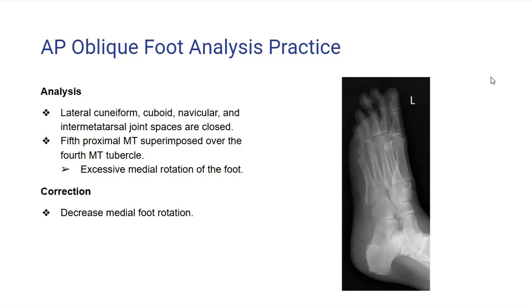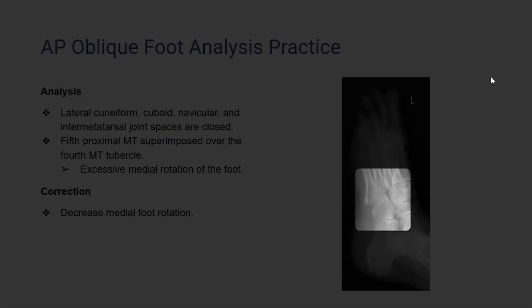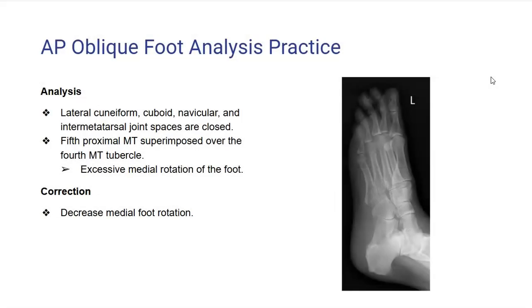In this practice analysis, again, the lateral cuneiform, cuboid, navicular, and intermetatarsal joint spaces are demonstrated as closed again. So we have a rotation issue. The 5th proximal metatarsal is superimposing over the 4th metatarsal tubercle. This indicates that there is some excessive medial rotation. In order to correct this imaging, we need to decrease that foot rotation until the joint spaces are demonstrated as open.